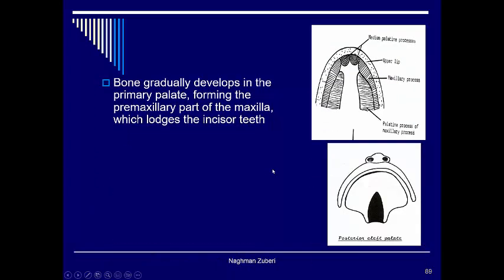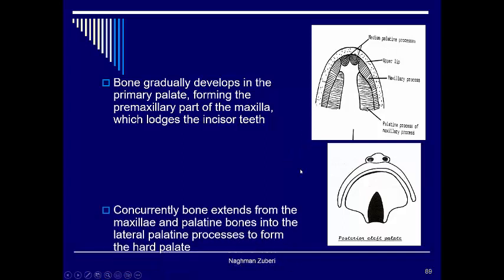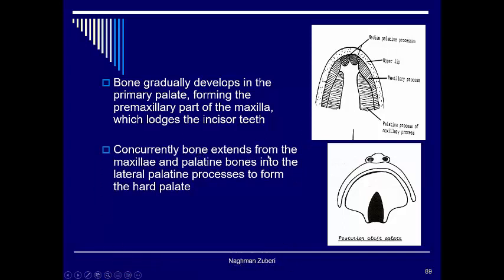The cone gradually develops into the primary palate, forming the premaxillary part of the maxilla which lodges the incisor teeth. Concurrently, bone extends from the maxillae and palatine bones into the lateral palatine processes to form the hard palate. The posterior part of these processes does not ossify.